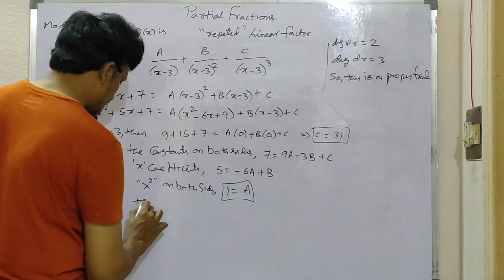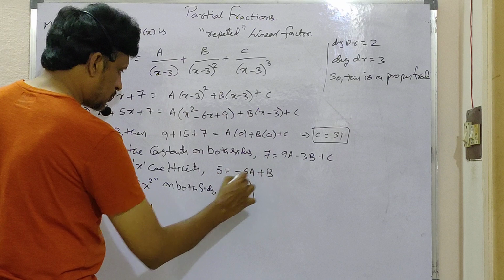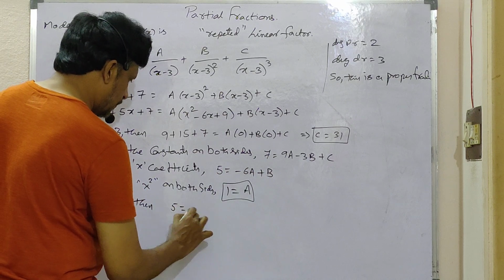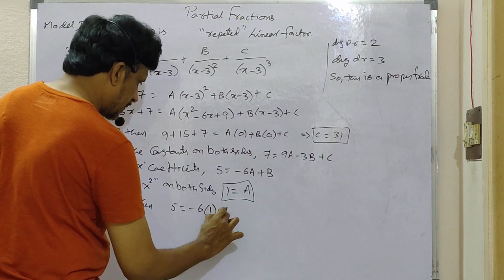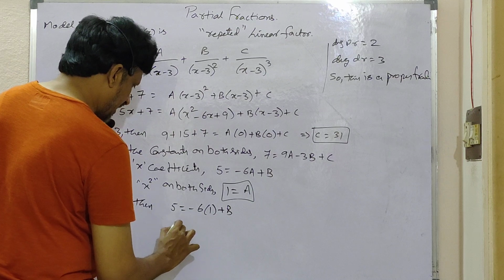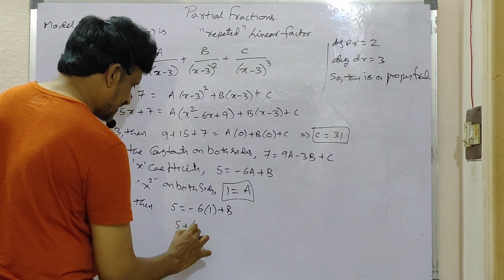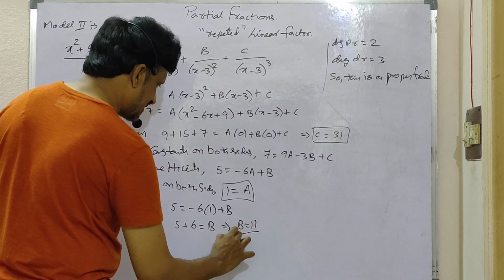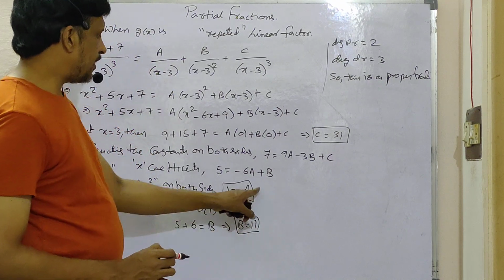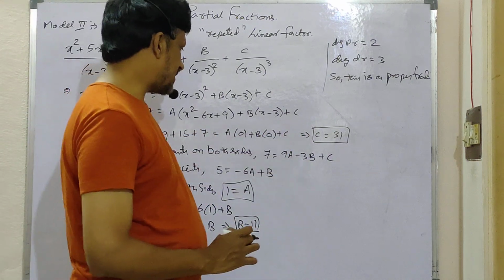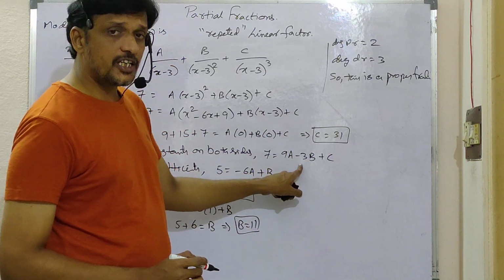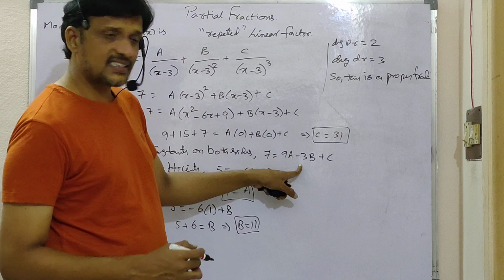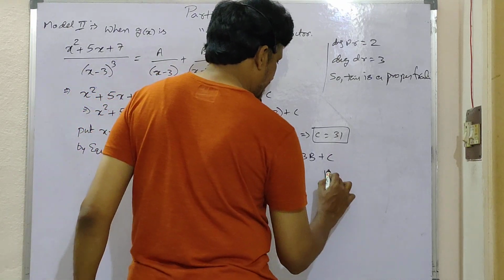Then observe this one. 5 is equal to minus 6 into a, which is 1, plus b. So 5 plus 6 is equal to b. So the value of b is 11. So we got the values of a, b and c as 1, 11 and 31. Now with the help of this relation, you can verify whether that result is correct or not. This is just verification.